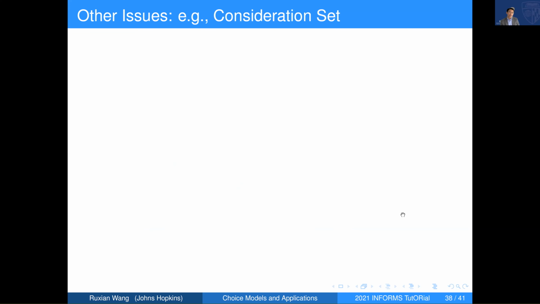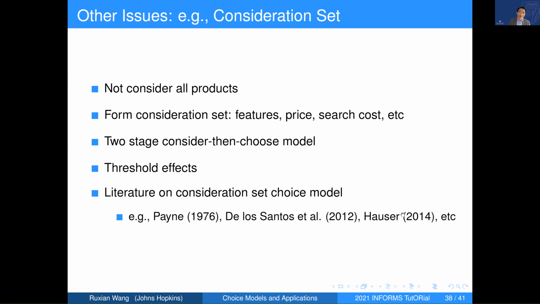Consideration set is a very interesting topic in consumer choice behavior, because in practice, most consumers don't consider all products because there are so many. It's time consuming to consider so many products. It may be practically impossible to do so. So in practice, some consumers may first form a consideration set, a subset of all the available products. They may consider product features, prices, or the search cost. So it's a two-stage consider-then-choose model.